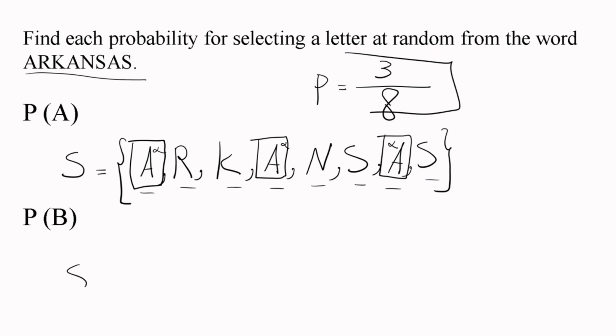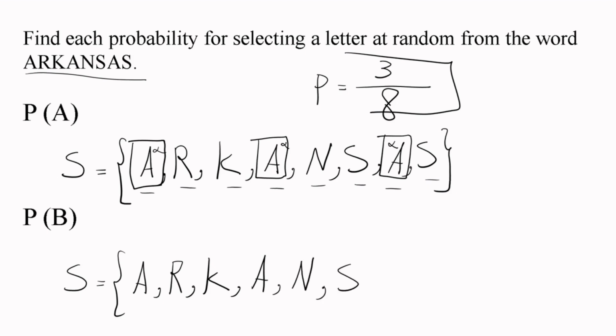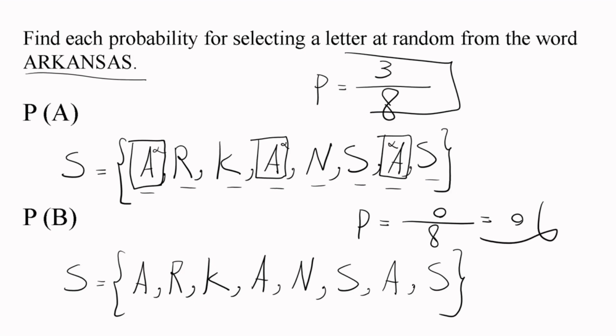P of B. Again, I'm going to write the sample space. A, R, K, A, N, S, A, and of course S. I want to calculate P of B. It means I want the answer to be B. Can you see any B in the sample space? No. So probability, number of favorable outcomes. Do I have any favorable outcome in the sample space? No, so it's going to be 0. And the number of possible outcomes is 8, so it's going to be 0. It means it is impossible.